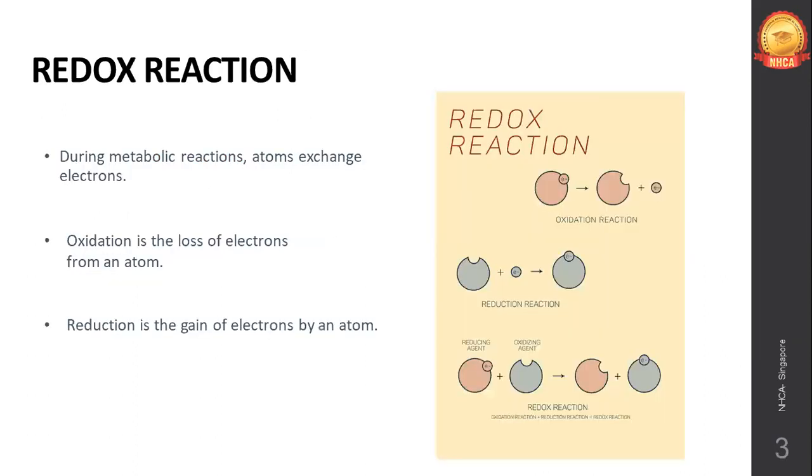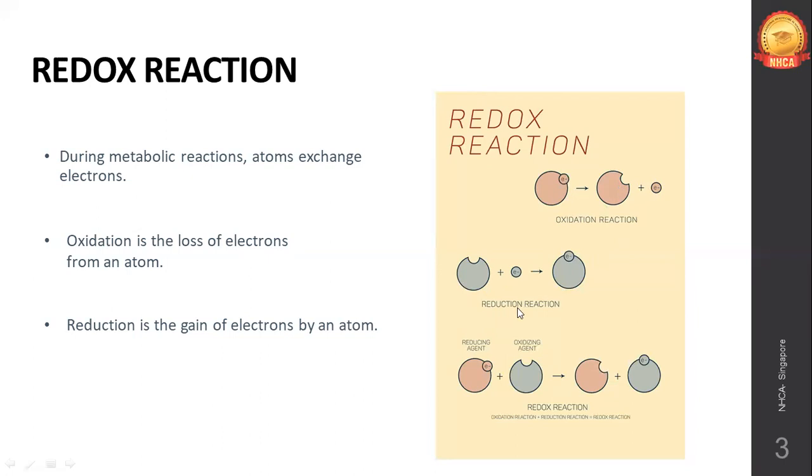So redox reaction. What do we mean by redox reaction? It is basically oxidation. You can see here an electron was present in the outer shell, and it was lost. The electron moved away from the outer shell. This becomes an unstable atom. So this is an oxidation reaction.